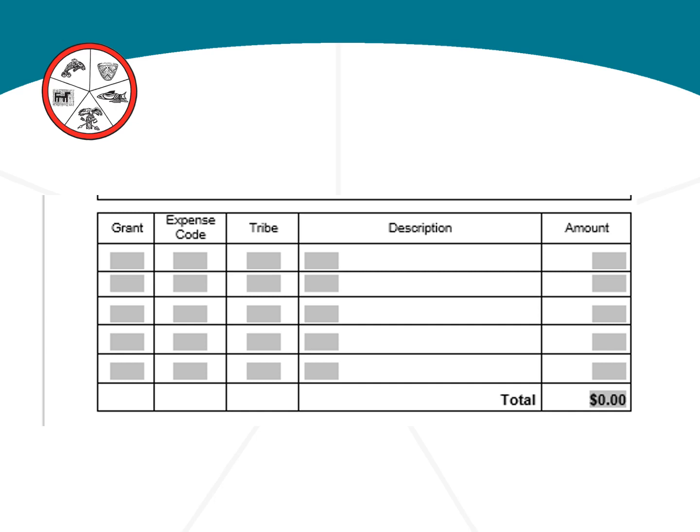The amount section is where you put the dollar amount of your purchase. If it's charged to more than one expense code, make a line for each amount per expense code. Your amount should be inclusive of all shipping and handling, and then the requisition will automatically total at the bottom.